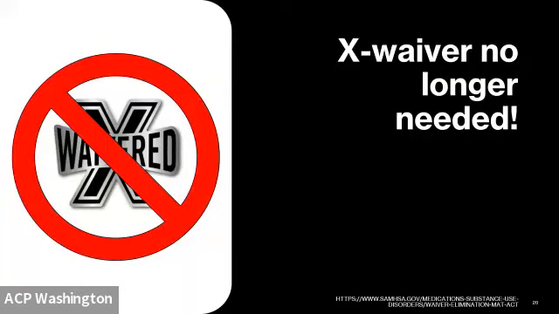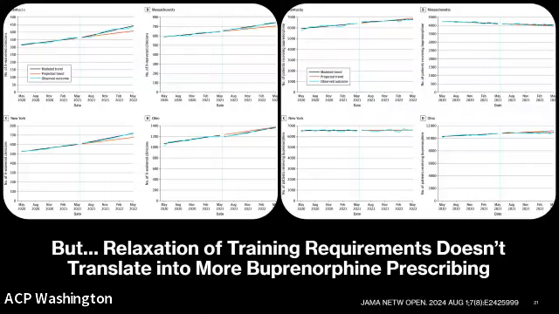I'm assuming we're almost through to the point where everyone has done that, because I think DEA licenses generally are renewed every 2 or 3 years. So that's an important thing to do. That's a one-time requirement, so you won't have to do that with subsequent renewals unless the law changes. The only other caveat with this is that relaxation of training requirements don't necessarily translate into more buprenorphine prescribing.